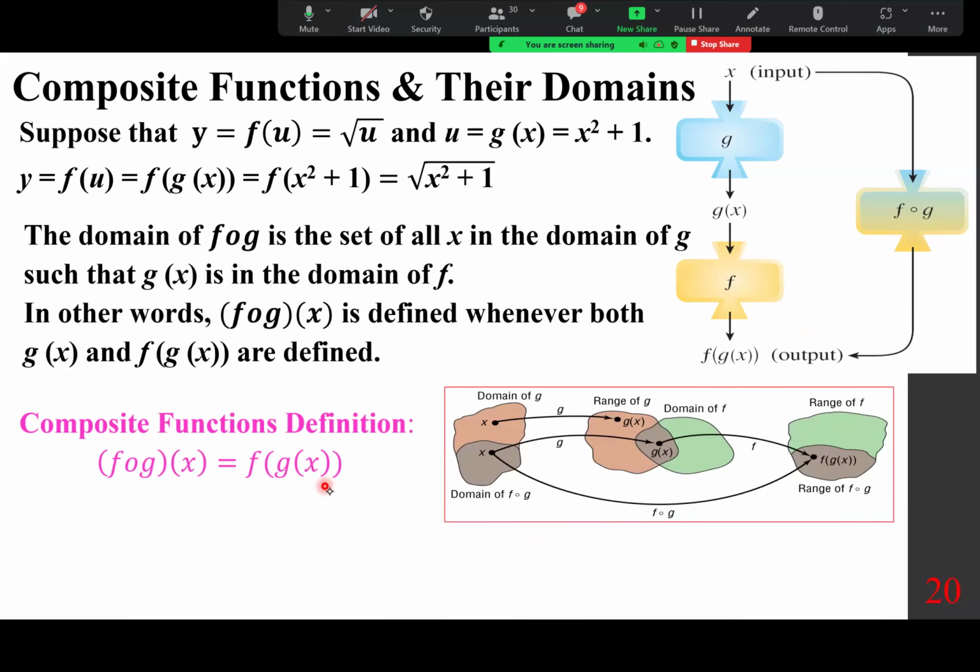We are repeating that. The domain of f of g is the set of all x in the domain of g, such that g of x is in the domain of f. In other words, f of g of x is defined whenever both g and f are defined.